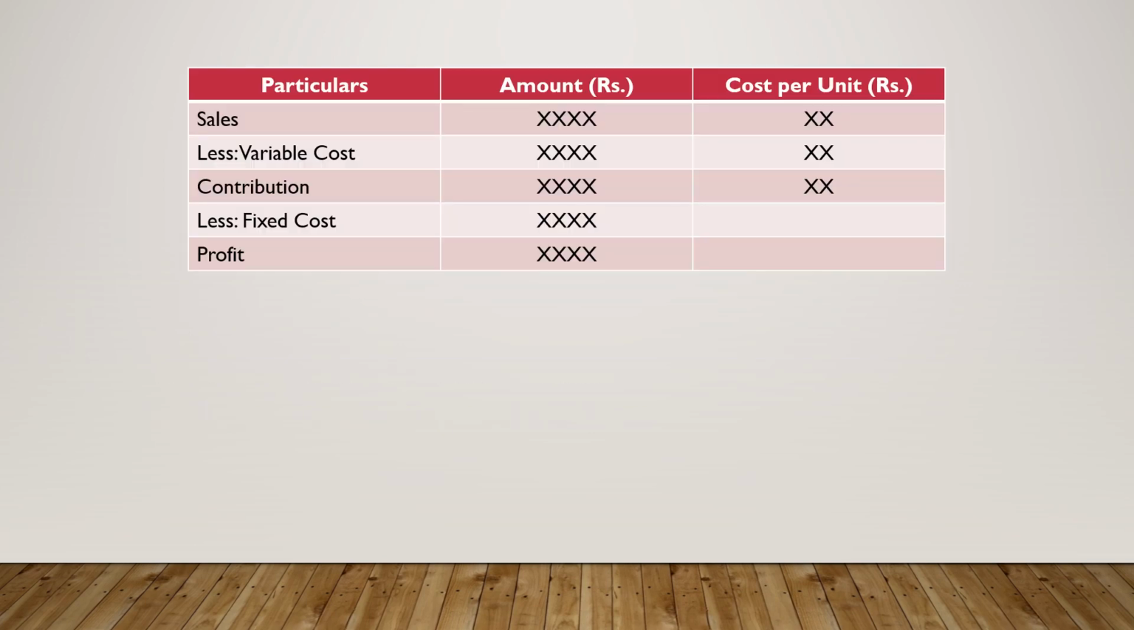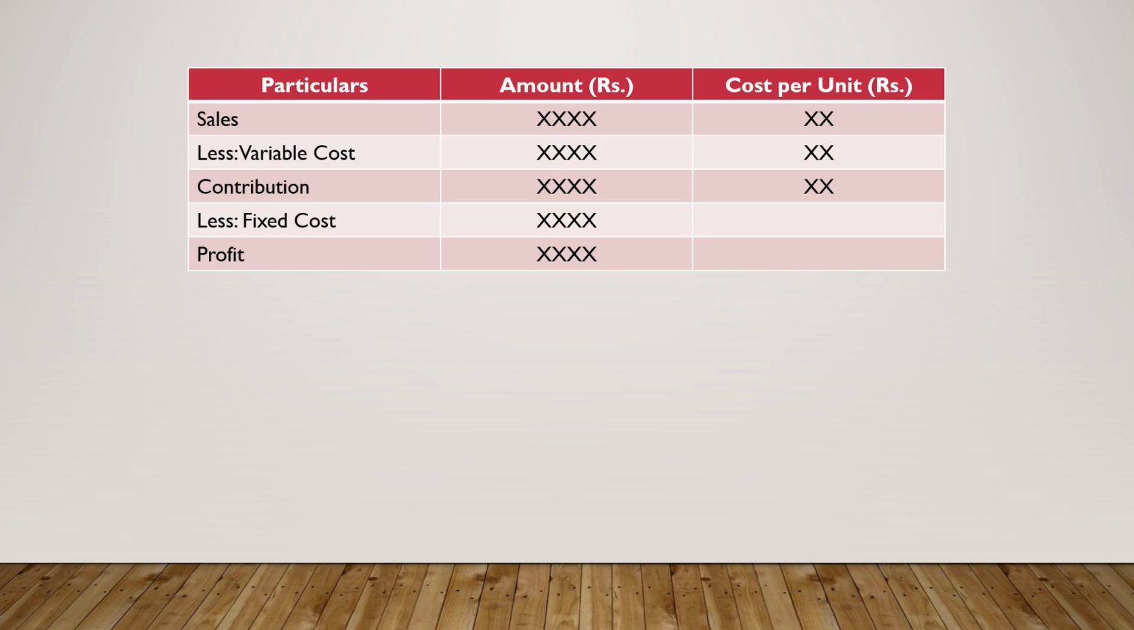Now, this is the structure, or maybe you could call it a small cost sheet. It goes like this: sales. From sales, we deduct variable cost and we get contribution. Now, from contribution, we deduct fixed cost, and we get profit.